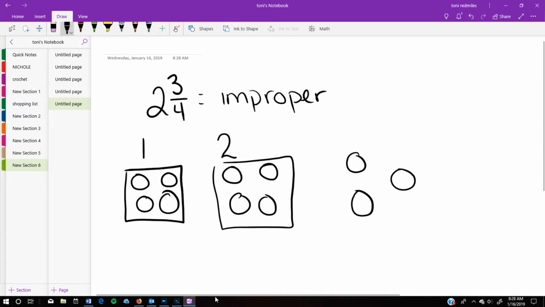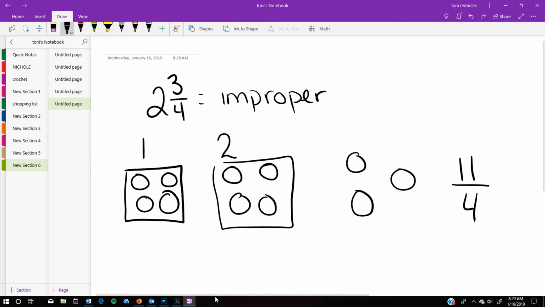1, 2, 3, 4, 5, 6, 7, 8, 9, 10, 11. I have 11 cookies, and 4 cookies make a bag. Remember, the bottom of the fraction is always how many make the whole bag of cookies. Okay? Now we've got to have a quicker way than that.